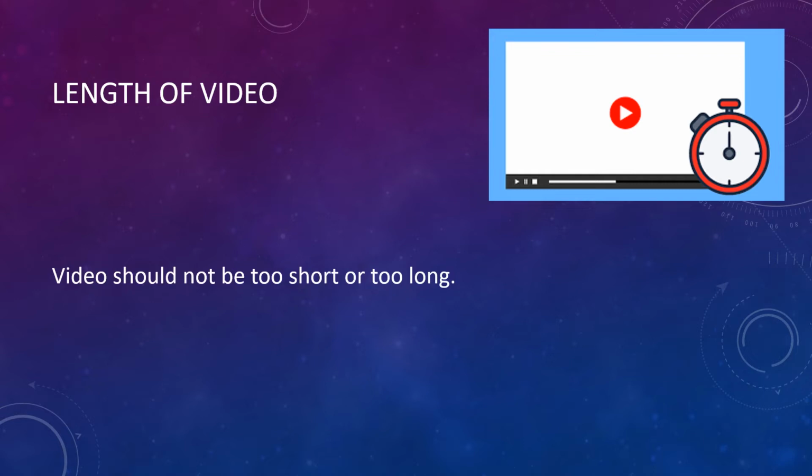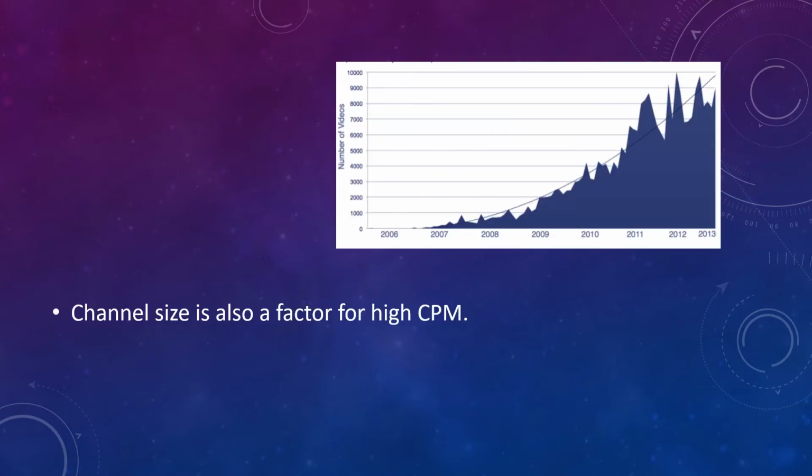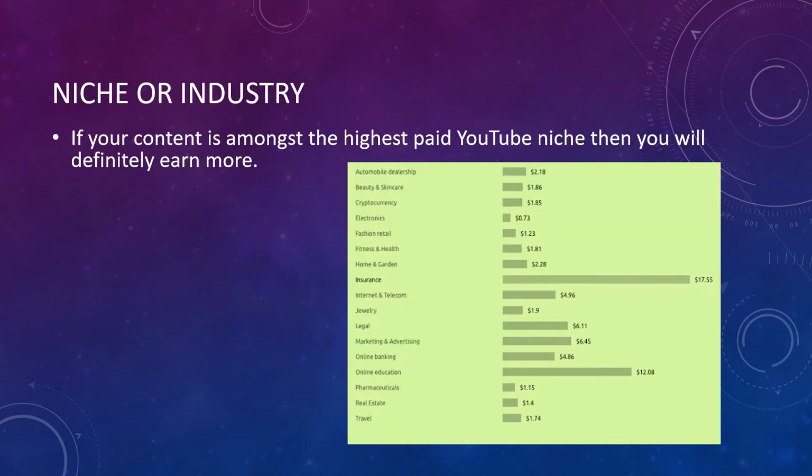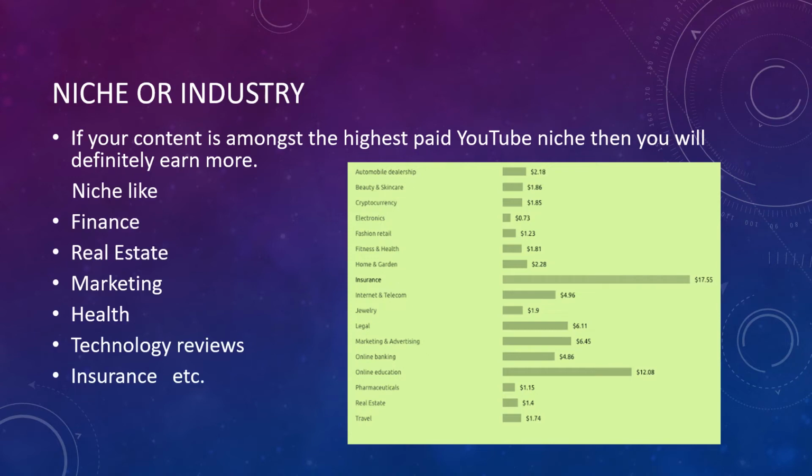Length of video. Video should not be too short or not too long. Channel size is also a factor for high CPM. Your niche or industry. If your content is amongst the highest paid YouTube niches, then you will definitely earn more. Niches like finance, real estate, marketing, health, technology reviews, insurance, etc. are highly paid on YouTube.